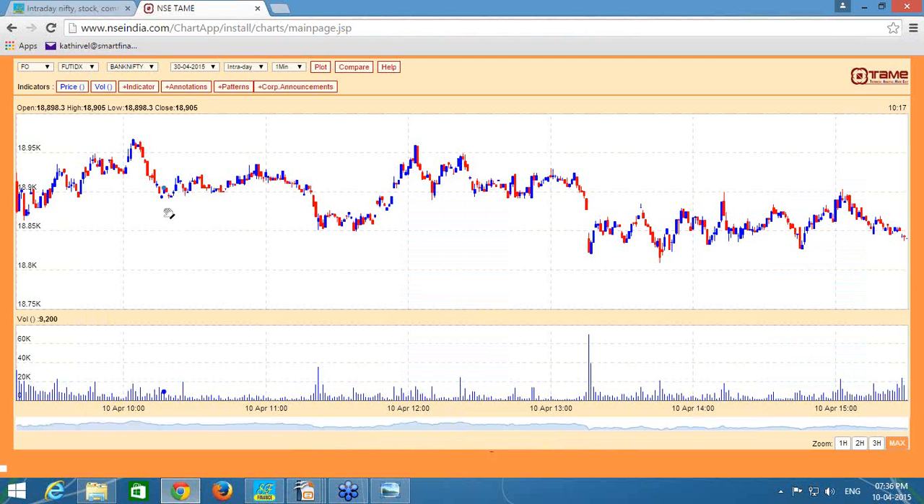So being a range bound day, it has just gone till 68 and didn't give you the first target also. 30 points you would have expected, it has not given you anything. 30 to 68, you would not get anything. It has come out. And once it enters the 18,888 level, it is telling that you can put it as your stop loss.